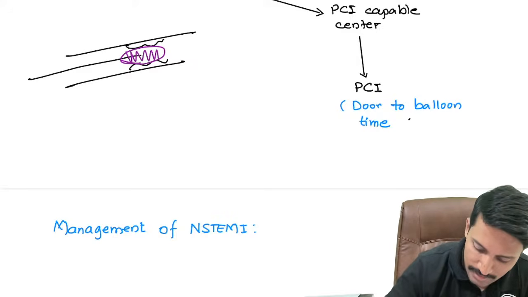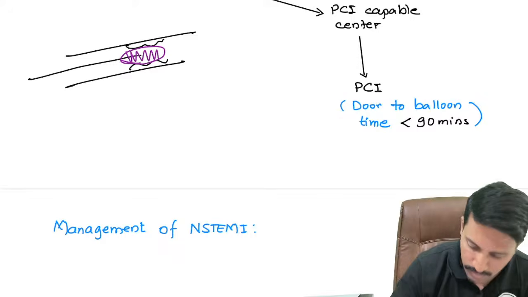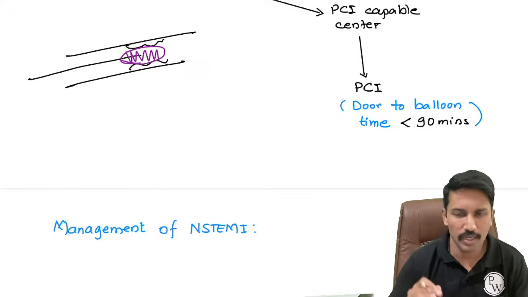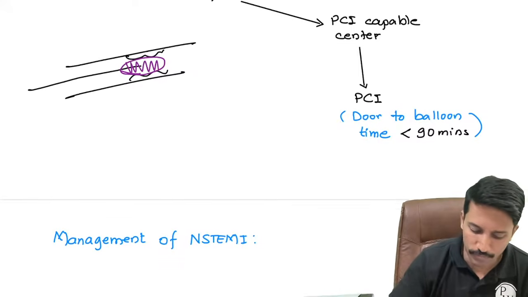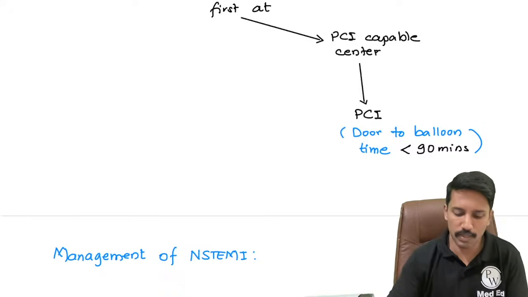It should be less than 90 minutes. We should do that within 90 minutes. In India, in corporate hospitals, we are definitely able to achieve that comfortably. Not a big deal at all. We have plenty of cardiologists available, plenty of cath labs available. But in the peripheries is where we have the challenge.